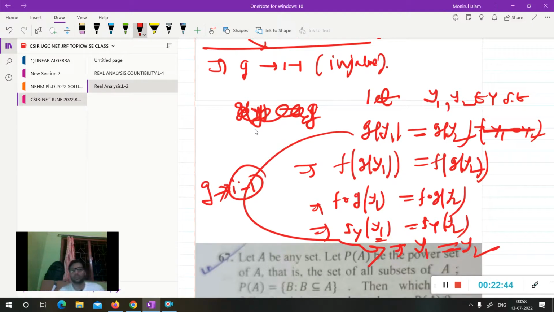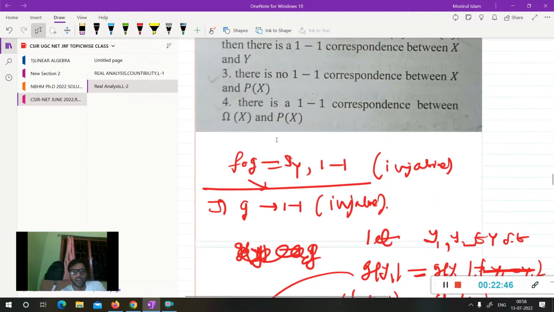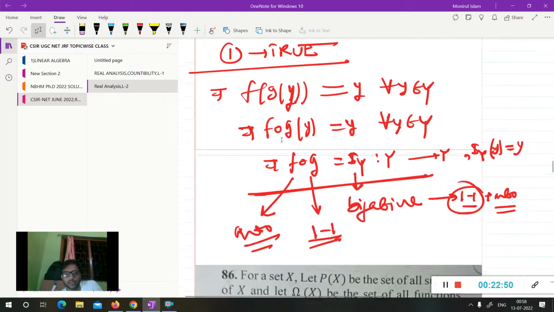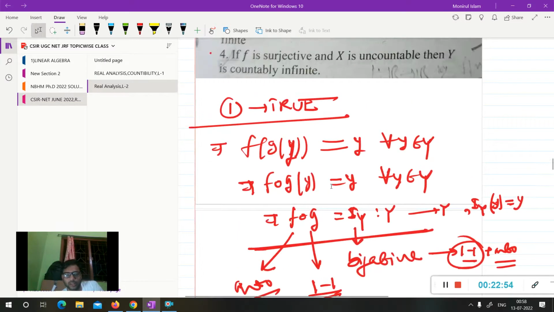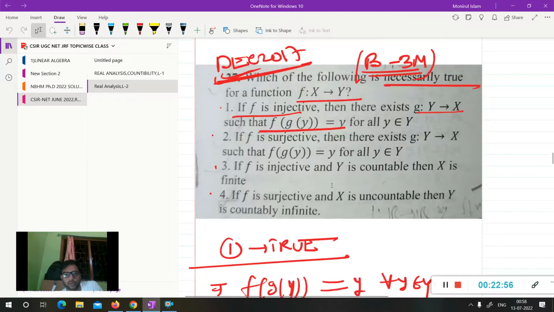So if f compose g is one-one, then from here you can say g is one-one. But the option is saying if f compose g is one-one, then f is injective, so it is not true. Okay, now go to the second option, option 2.